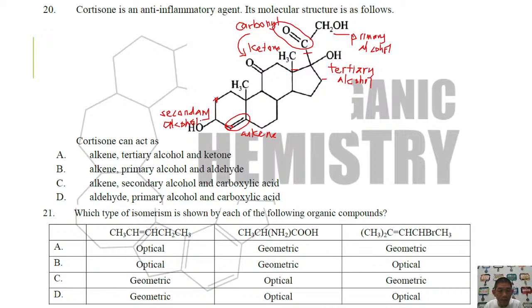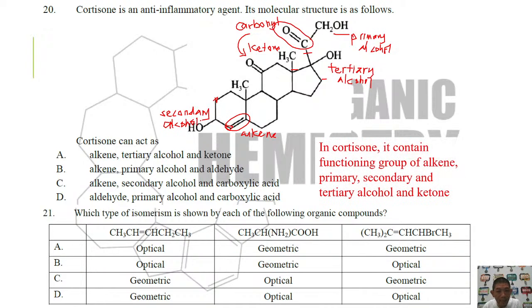So cortisone can act as what? Based on this, the best answer here is A: the alkene, tertiary alcohol, and ketone. Okay, so that is for number 20. Then we go to 21.